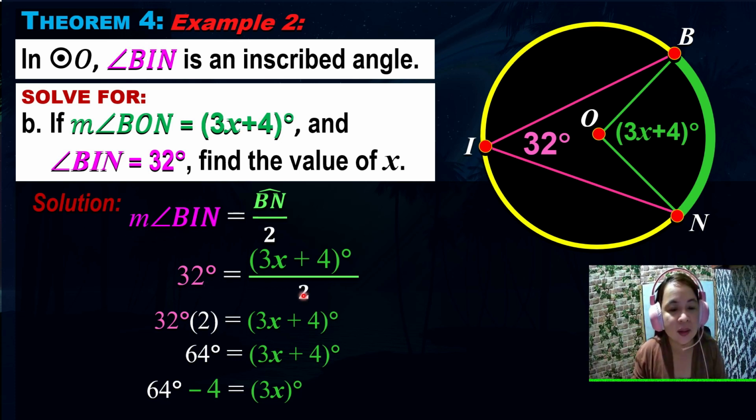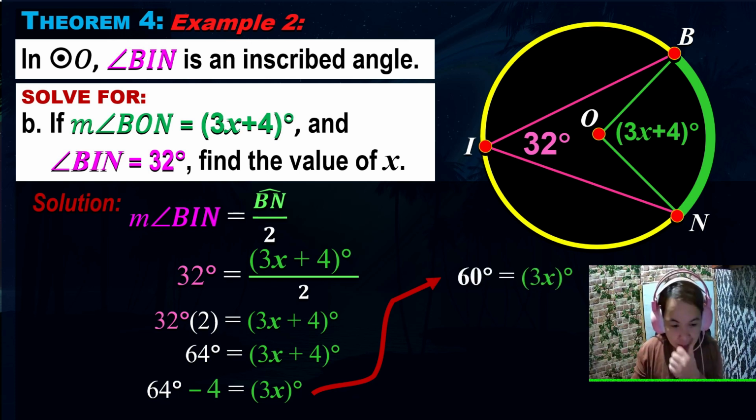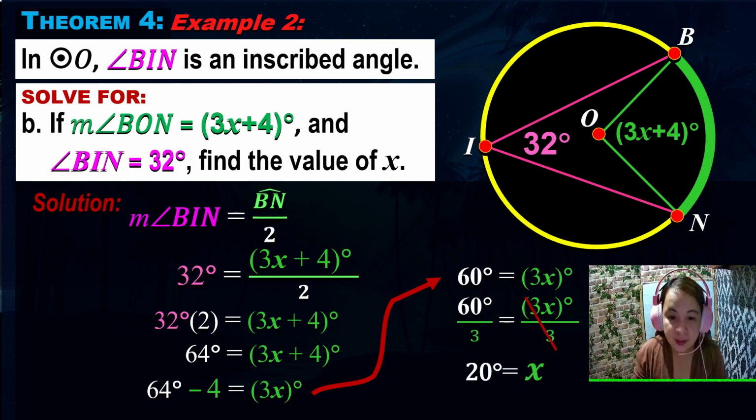And then, let's use cross multiplication. So, we have 2 times 32. We have 64 equals 3x plus 4. And then, combine like terms or using addition property of equality. So, we have 64 minus 4 is 60. Divided by 3, you have 20. The value of x is 20.